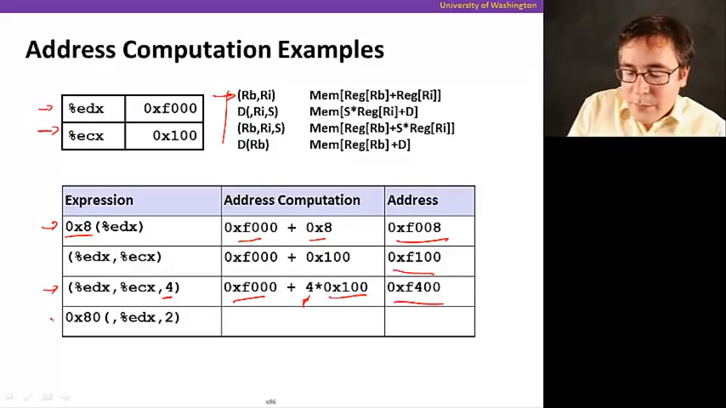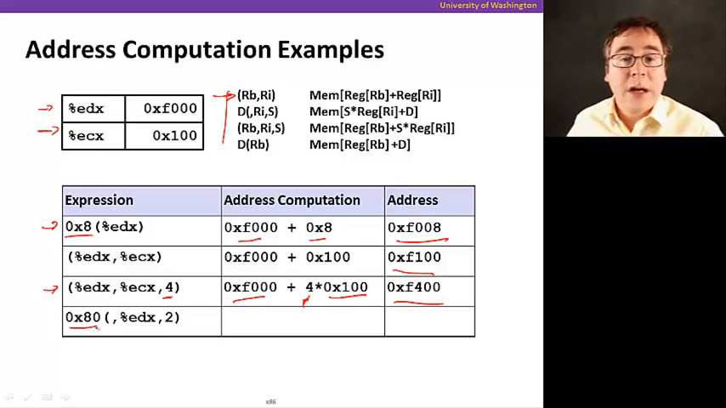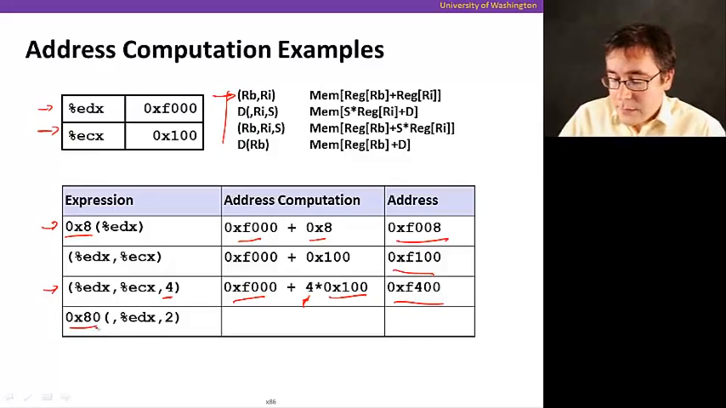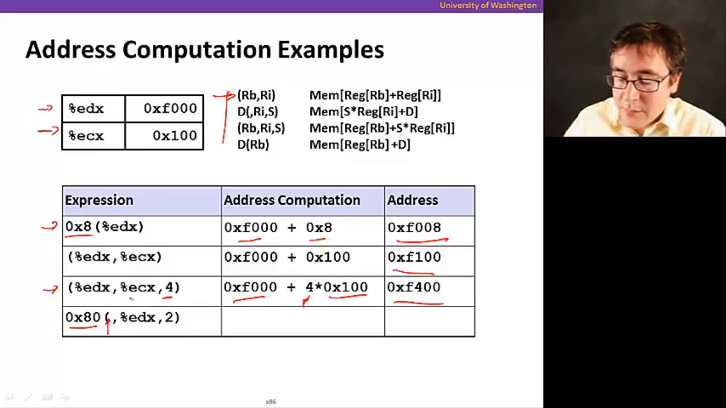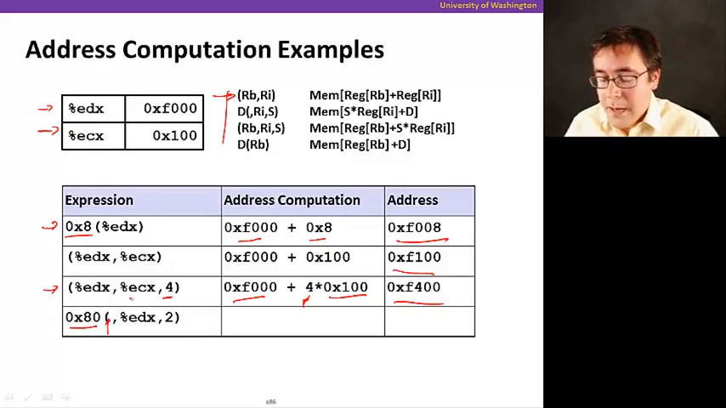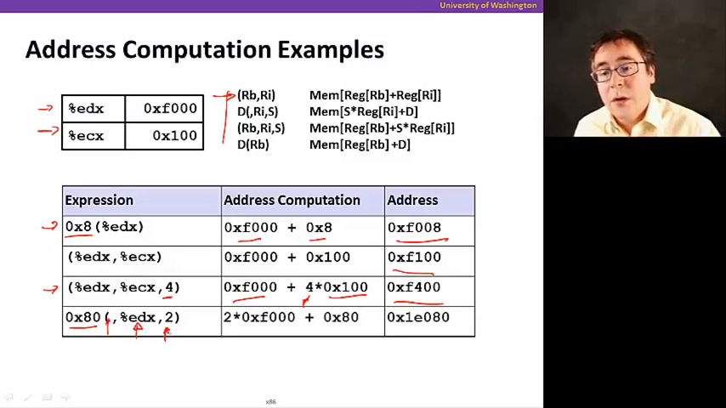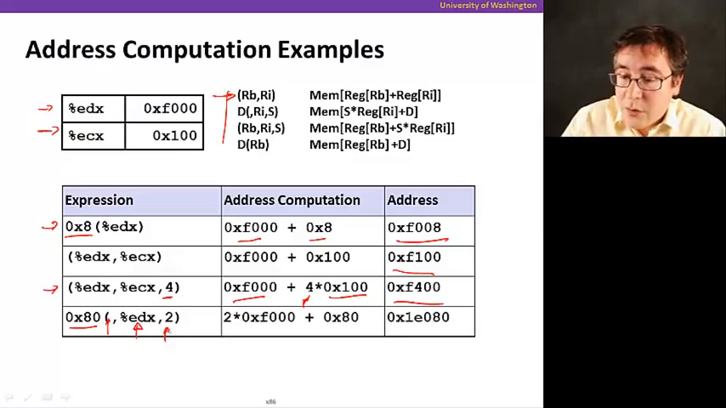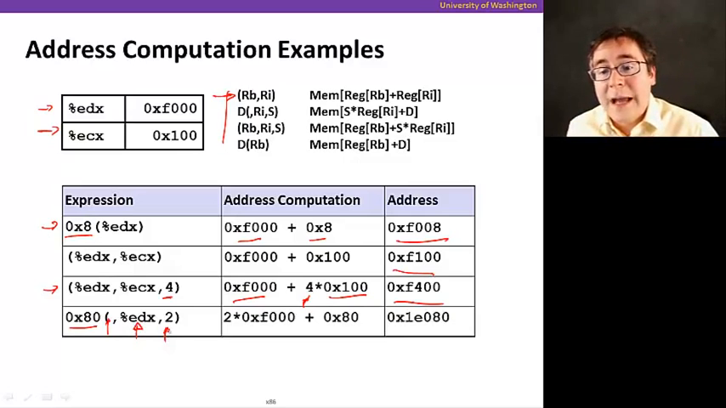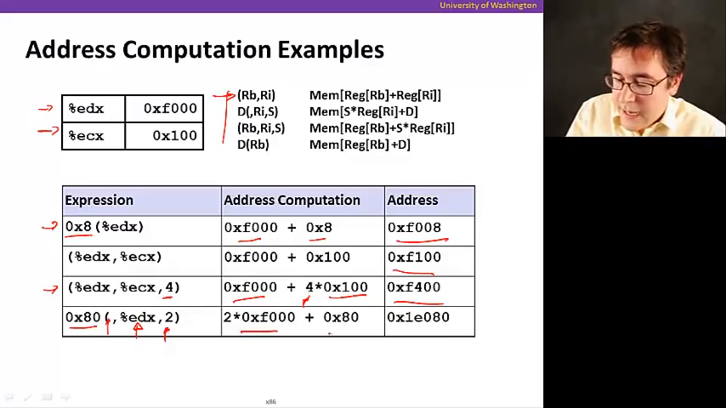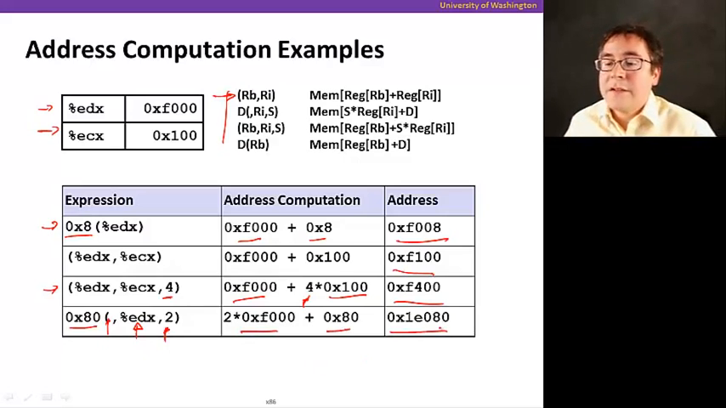The final example here: D is set to 0x80. We do not have RB, so RB is empty, but we have RI and we have a scale too. So what is this going to do? It's going to do 2 times the contents of EDX, added with the displacement, and we get the final address 1E080.